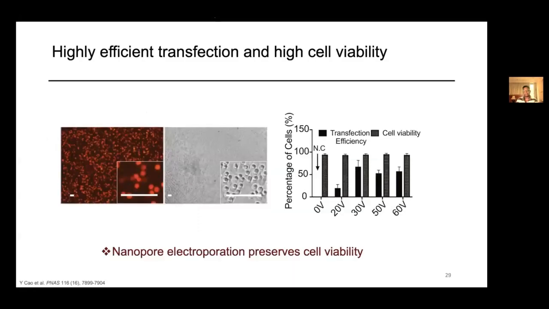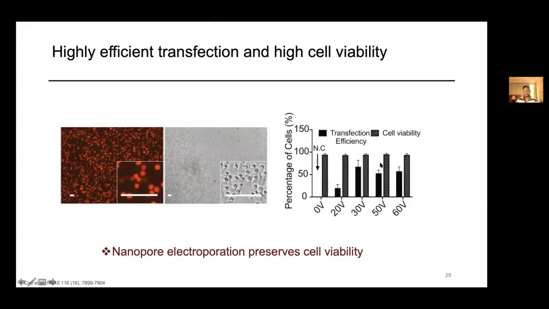To test the efficiency, we have pretty good results. Here we delivered mRNA and also DNA into the cells. This one is mCherry-expressing mRNA that transfected the Jurkat cells.